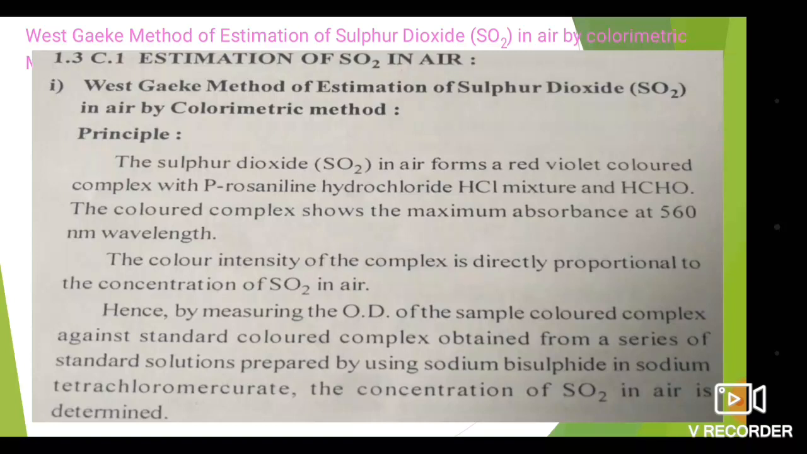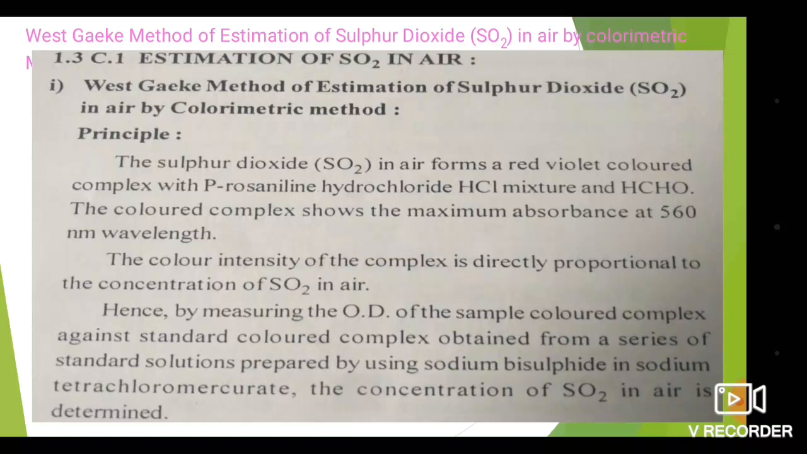So hence, by measuring the optical density of the sample colored complex against the standard color complex obtained from a series of standard solutions prepared by using sodium bisulfite in sodium tetrachloromercurate, the concentration of SO2 in air is determined. What we are going to plot is a graph, the calibration curve, by measuring the optical density of the standard solution prepared by using sodium bisulfite in sodium tetrachloromercurate.